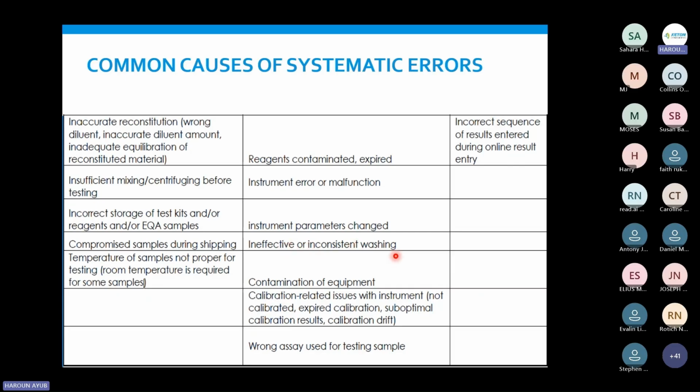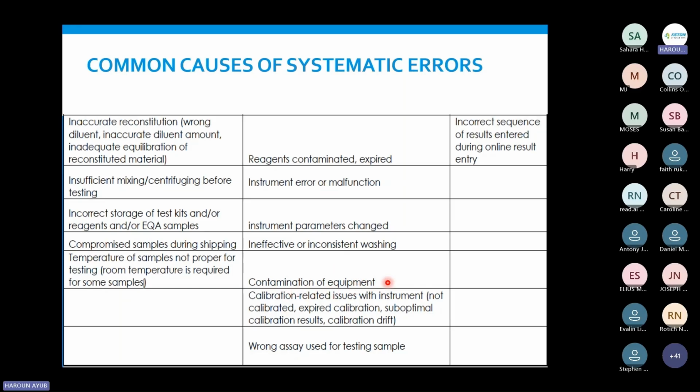Ineffective or inconsistent washing, this is in case of immunoassay. So if you're using a clear wash buffer and you reconstituted your wash buffer wrongly, it means that you're washing away your beads, you're washing away your antibodies, you're washing away your antigen, and so on.